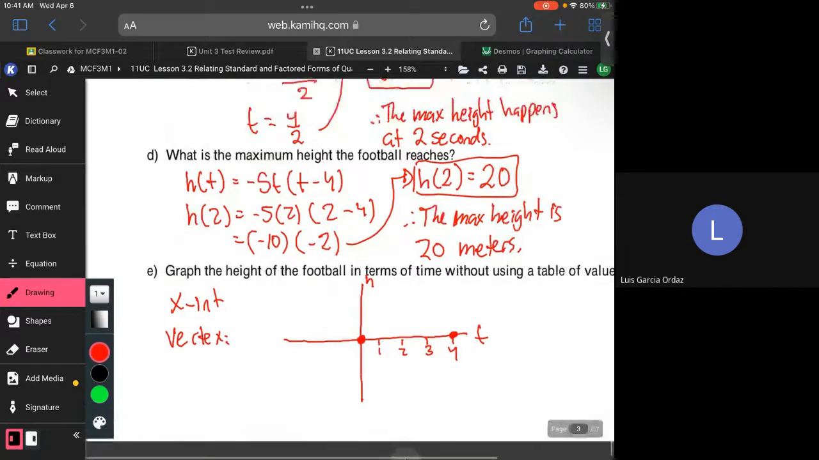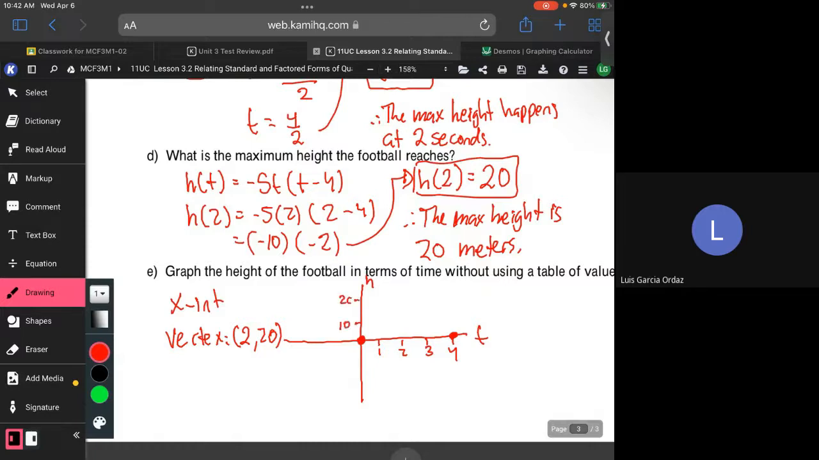And now we know my vertex. My axis of symmetry was 2, so that's the x part of the vertex. And my y value is going to be 20. So my vertex is going to be 2 and 20. So it's going to be here. And this is how your graph would look for the ball. That's all you would do.